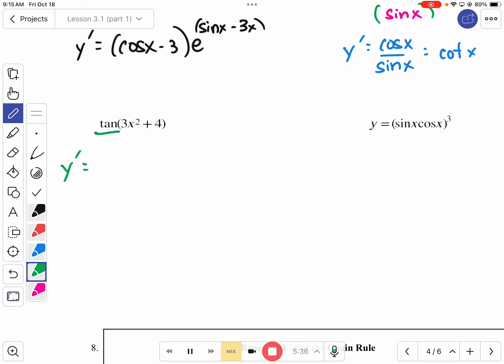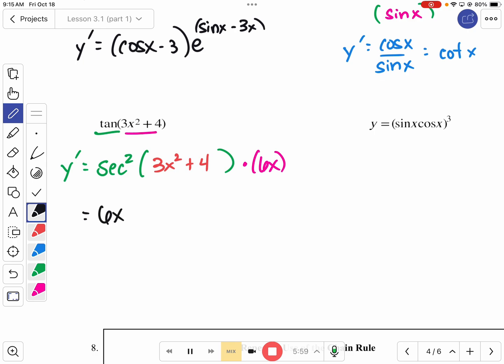It's secant squared. Make yourself some flashcards. You got to know them. Secant squared, we're going to keep the inside stuff, and then times the derivative of that inside stuff. So what's the derivative of 3x squared plus 4? 6x. That does not go inside the secant squared. It goes in front of the secant squared. So 6x secant squared of 3x squared plus 4.